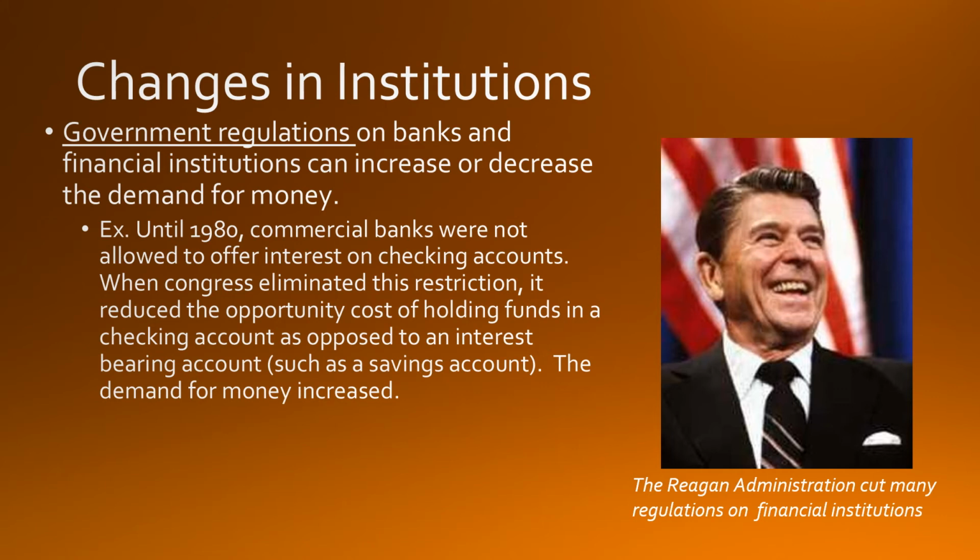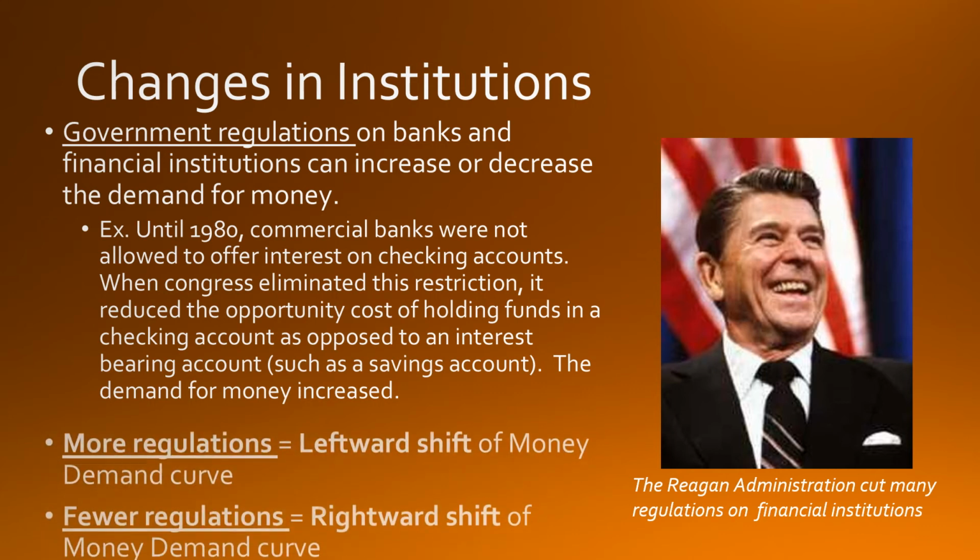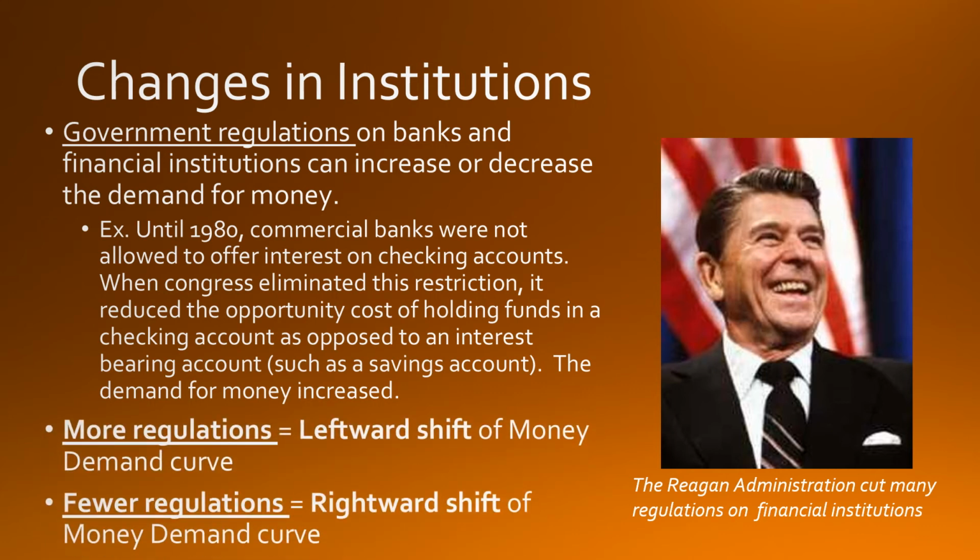And so all of a sudden, people started demanding more money in these checking accounts. Remember that checking accounts or demand deposits are part of M1. So the demand for M1 cash started shifting to the right as people wanted to take advantage of these new kinds of checking accounts. So that's a good example of how changes in regulations or institutions could change money demand. So in general, fewer regulations shifts the money demand curve to the right. More regulations shifts the money demand curve to the left.